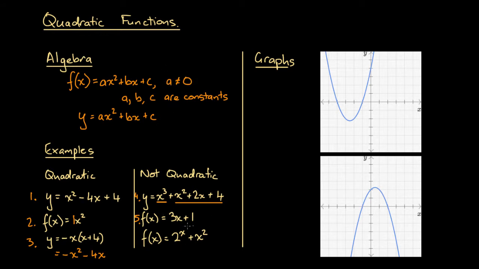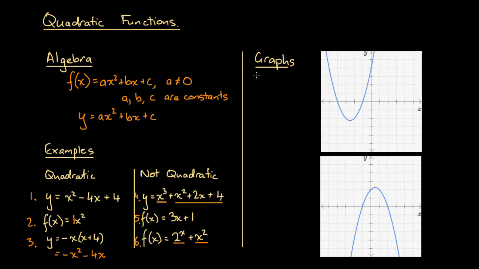So if we ever have a function that looks like this, we can actually determine that it's a linear function rather than a quadratic function. This function would be a straight line. What about example 6 here? Here we've got f of x equals 2 to the power of x plus x squared. Well, this x squared is nice. However, any function with 2 to the power of x is not a quadratic function because that's not specified in our algebraic definition. So that's the algebraic definition of a quadratic function, and you can clearly see which are quadratic and which aren't quadratic.